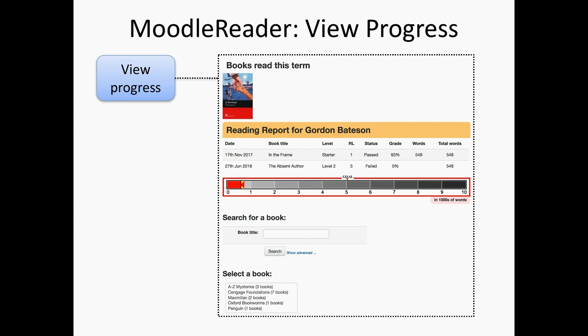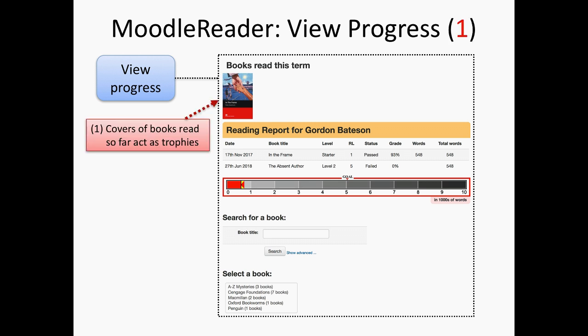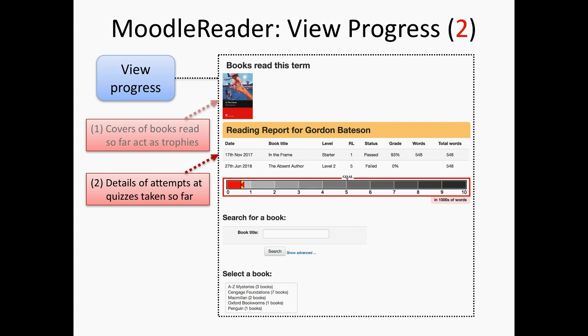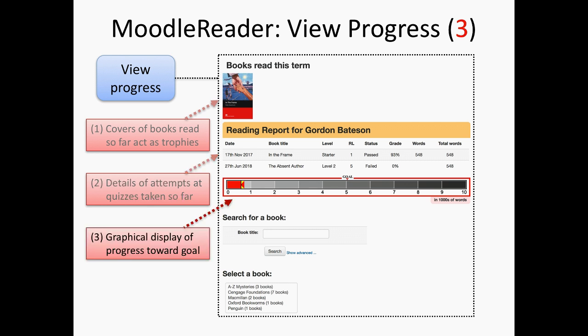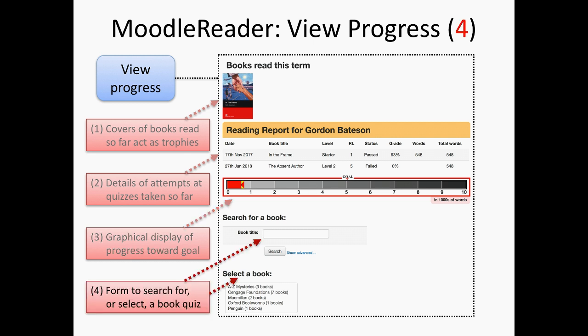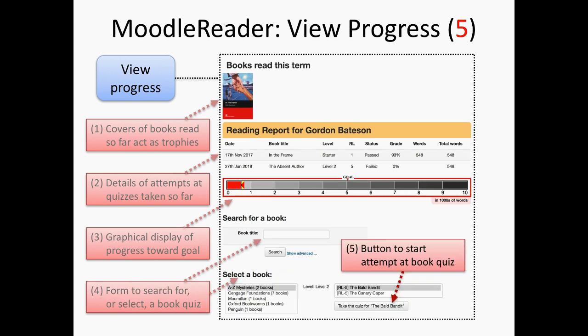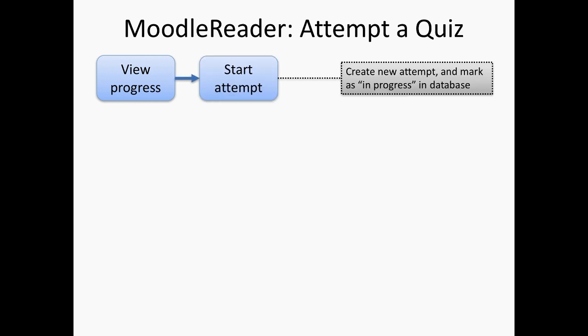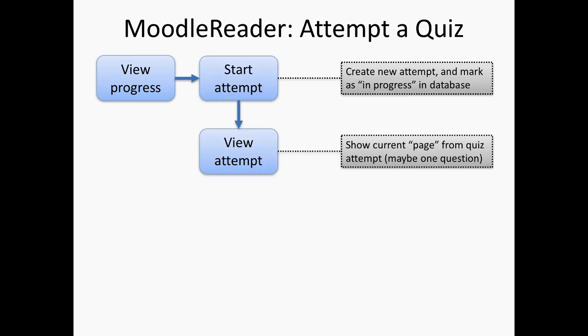A lot of similarities. For example, here on this page is the student's page, and you can see a progress bar, with the covers of the books and details of attempts taken so far. And there are some forms there to search for a quiz, the next quiz that the student would like to take, and they push the button. This is all much as on mreader.org.